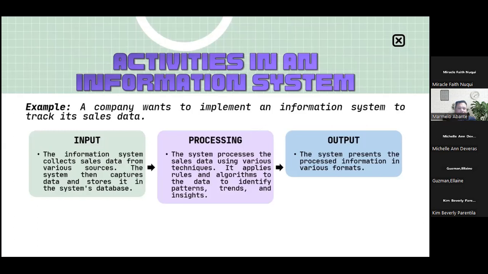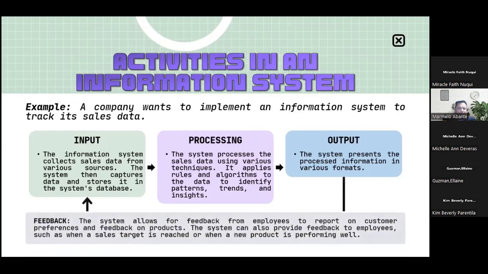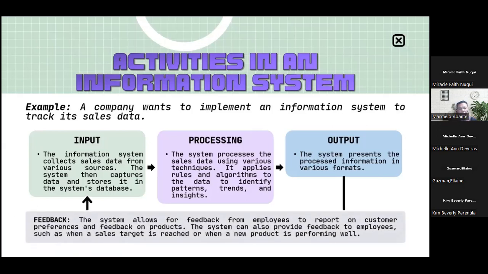Moreover, the system allows for feedback from employees such as sales representatives to report on customer preferences and feedback on products. The system can also provide feedback to employees such as when a sales target is reached or when a new product is performing well.